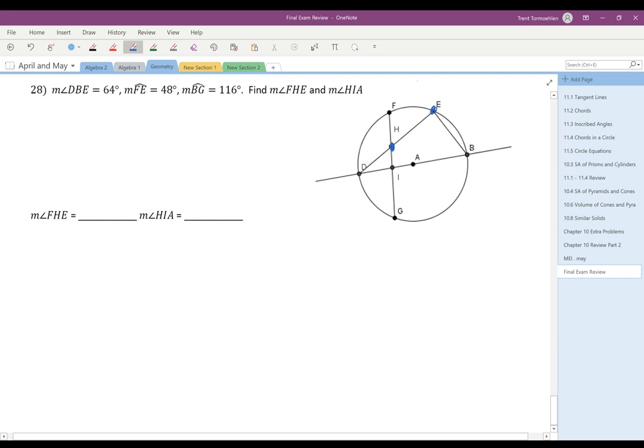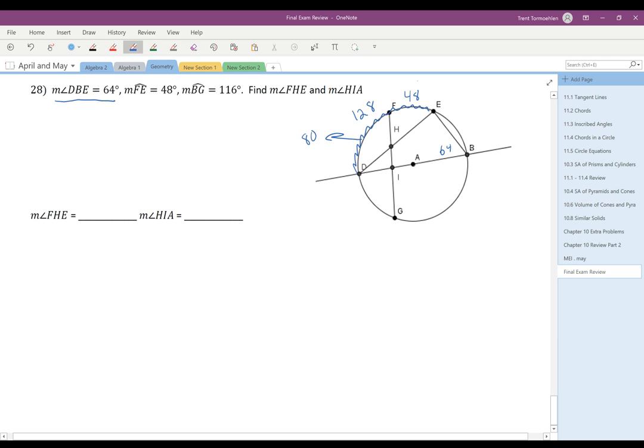So let's go through and look at the arcs first. So we start with, well, actually, we got angles first. We got angle DBE is 64. Well, that angle is half the arc, so that means that angle DFE is twice 64, so 128. And then you're given that arc FE is 48, which means DE is 80.